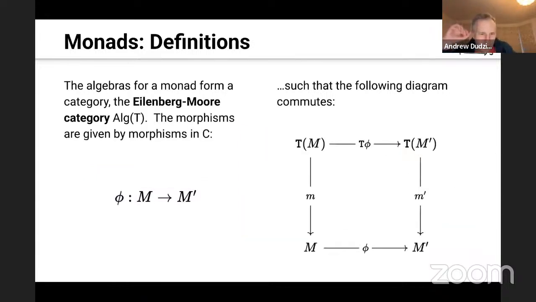And now, if I have two T algebras, M and M prime, I want to say that these algebras form a category. I said this sort of implicitly with lists, but let me be explicit. The morphisms in this category, so a morphism of algebras is some arrow in our category, but it should satisfy this square. It should fit into this square so that doing phi and then doing the unpacking should be the same as unpacking and then doing the phi.